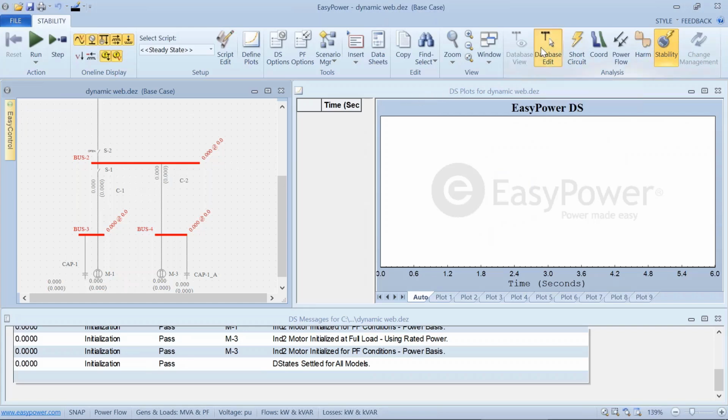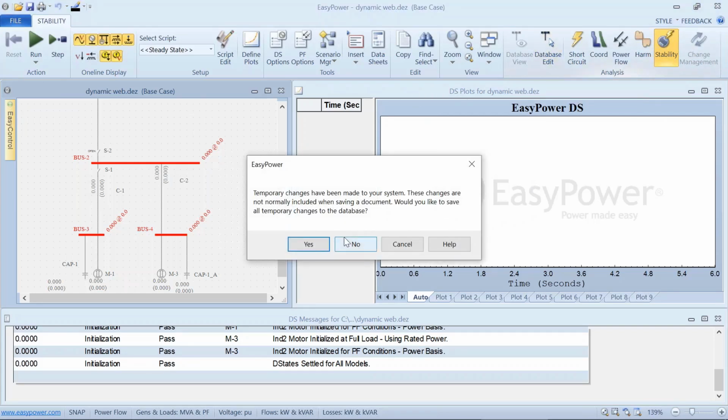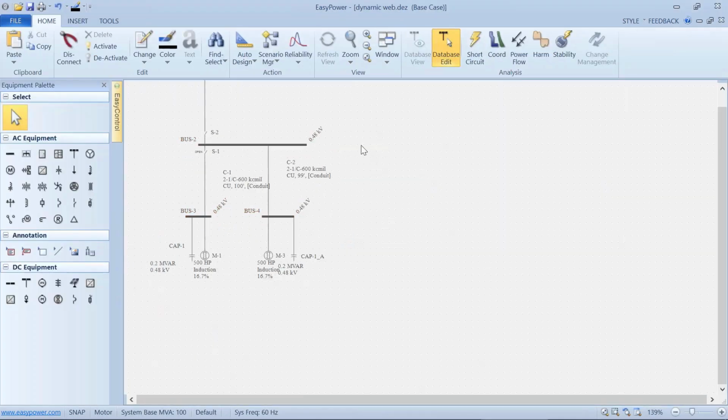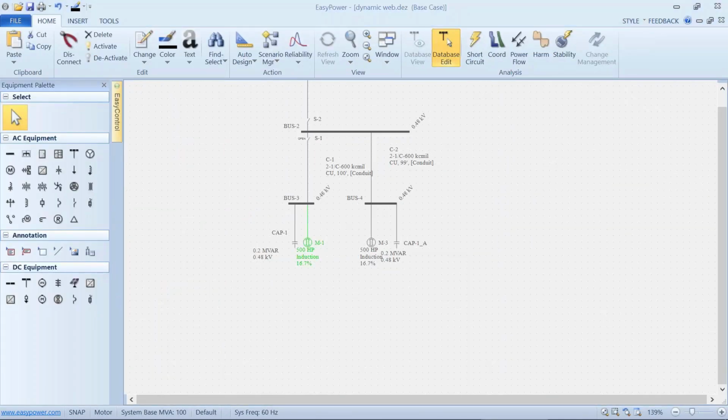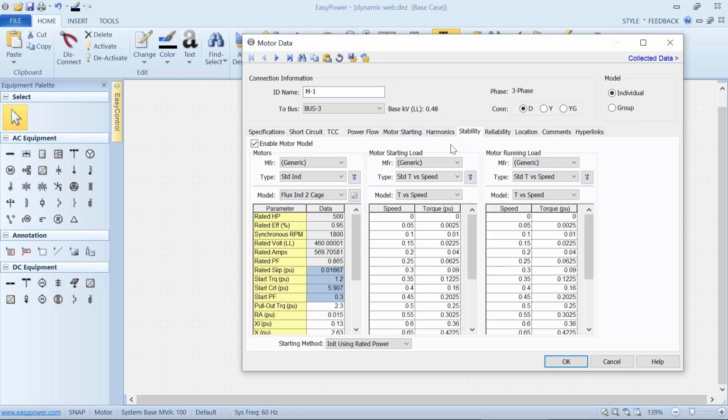So I'm going to go back to my database edit. Let's not save anything. And I want to adjust those parameters in the motor model for stability. And as I go down here, let's say for the soft start 1, we're going to set up at 25% power for 2 seconds. And then we'll go to 50% power for 2 seconds. And then we'll go to 100% power, and we'll save that.